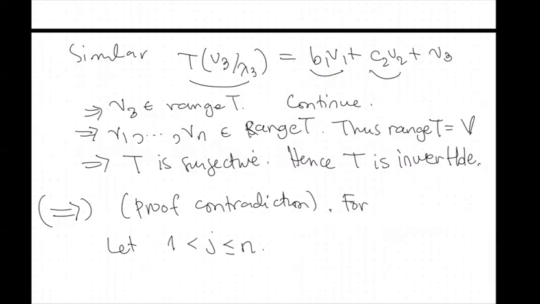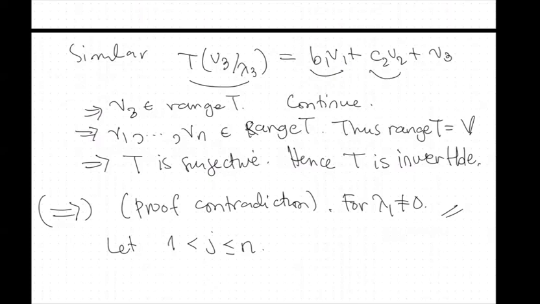For lambda sub 1, it should not be equal to 0, because it would give us T of V sub 1 equal to 0, which is not the case. So we have already dealt with lambda sub 1, and we exclude that.